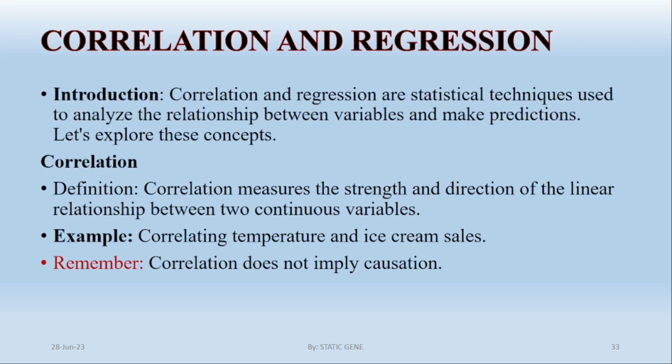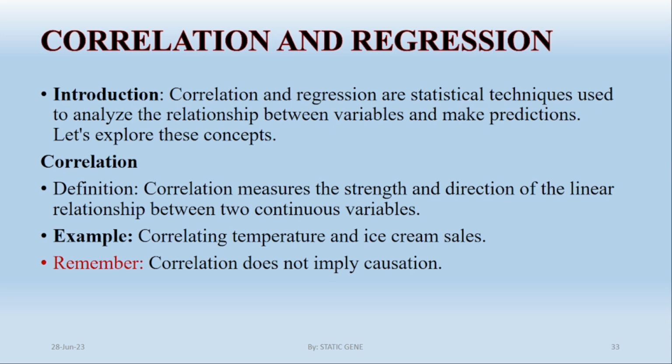Now, correlation measures the strength and the direction of a linear relationship between two continuous variables. For example, if you want to check the correlation between the daily temperature of the weather and ice cream sales, you know that if the temperature of the weather is higher, people will buy something colder so that they cool their body. Now, if you want to check that relationship, then you'd do a correlation analysis.